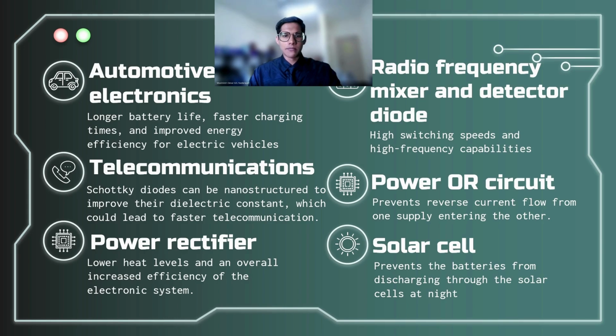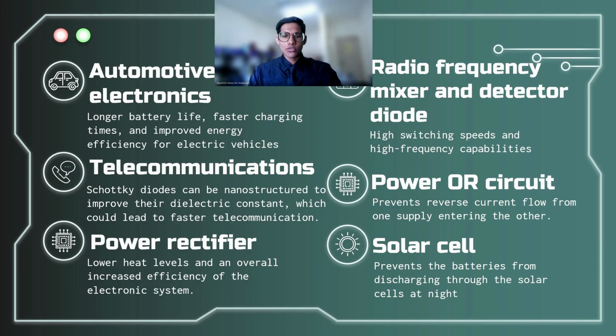Schottky diodes are the best semiconductor devices to use in power rectifier applications because these devices have both a high current density and low forward voltage drop, causing lower heat levels and an overall increased efficiency of the electronic system. Schottky diodes have high switching speeds and high frequency capabilities, making them well equipped for radio frequency applications.